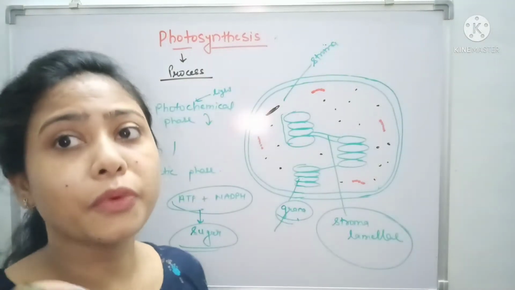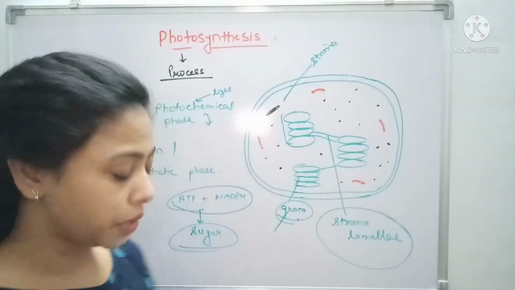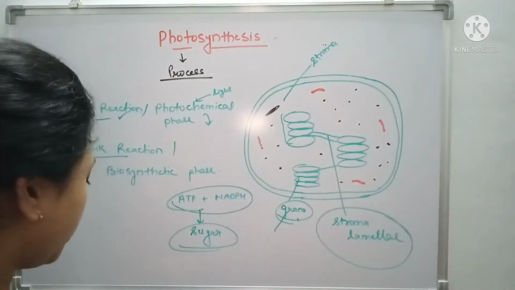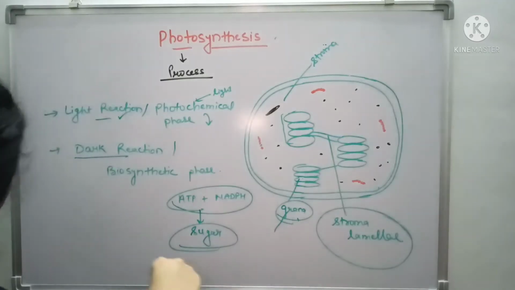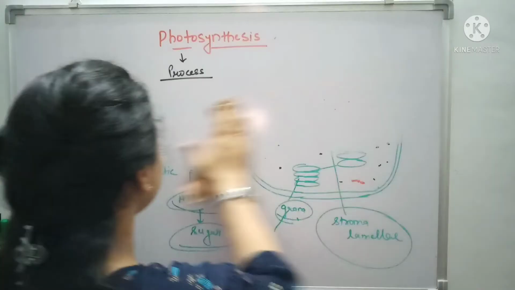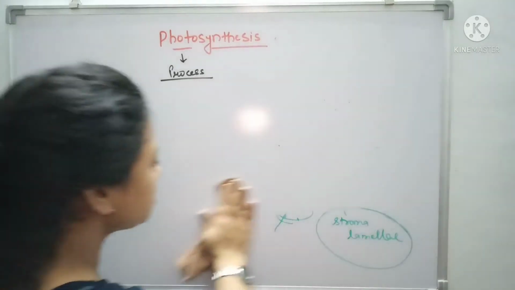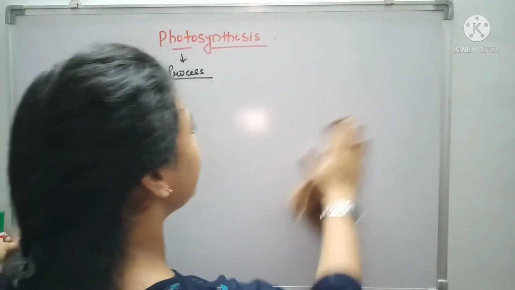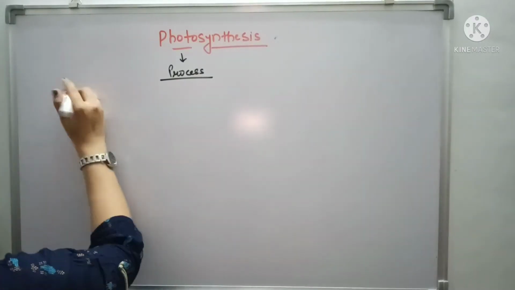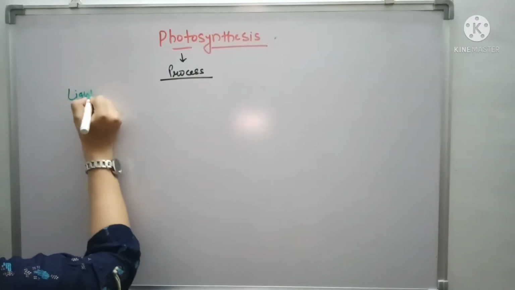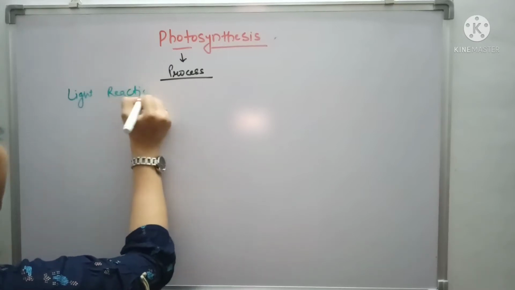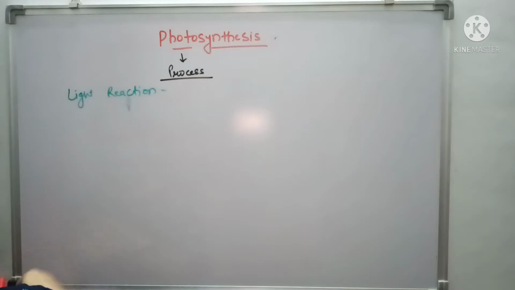In this video I'm going to talk about the light reaction. In my next video we will talk about the dark reaction. So let's start the light reaction. I hope this much is clear, where the light and the dark reaction take place. The light reaction is completed in 4 steps. What are those 4 steps?